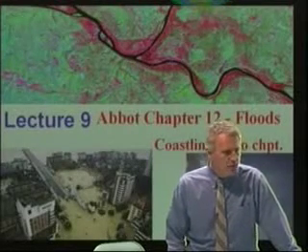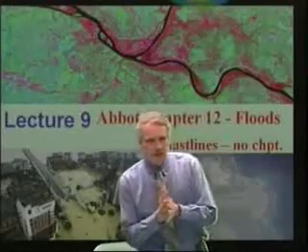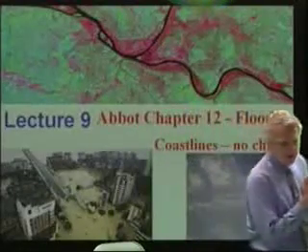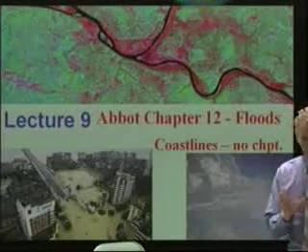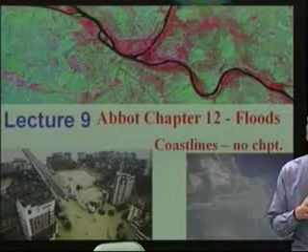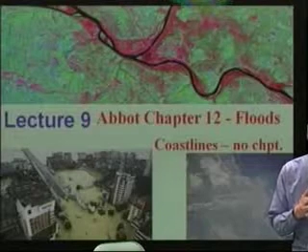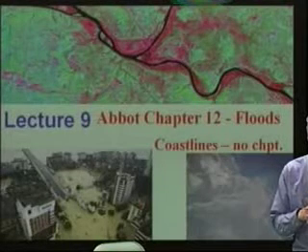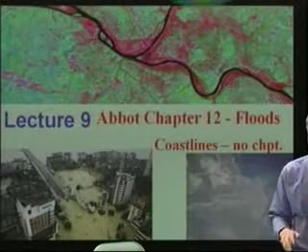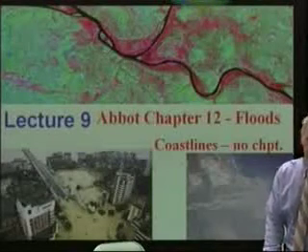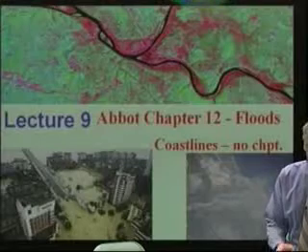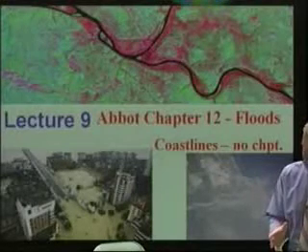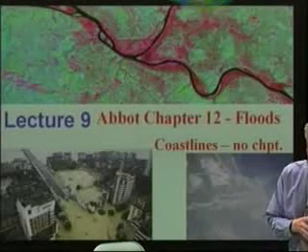We're going to now start with Lecture 9 in the class, and we're going to actually cover two topics today, only one of which is in your textbook, the Primus book. The first topic will be on floods, and this is Chapter 12 for Abbott. However, the second topic we'll go into is coastlines. There are no chapters at all, no material in that book. You're only going to get lecture material.